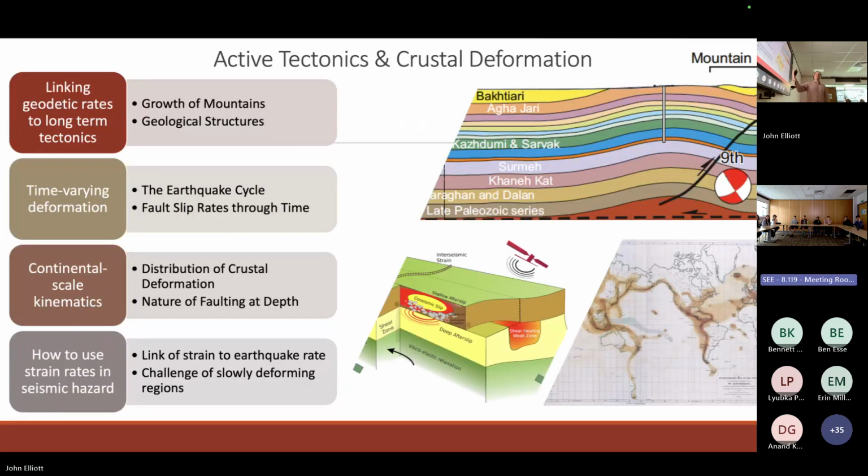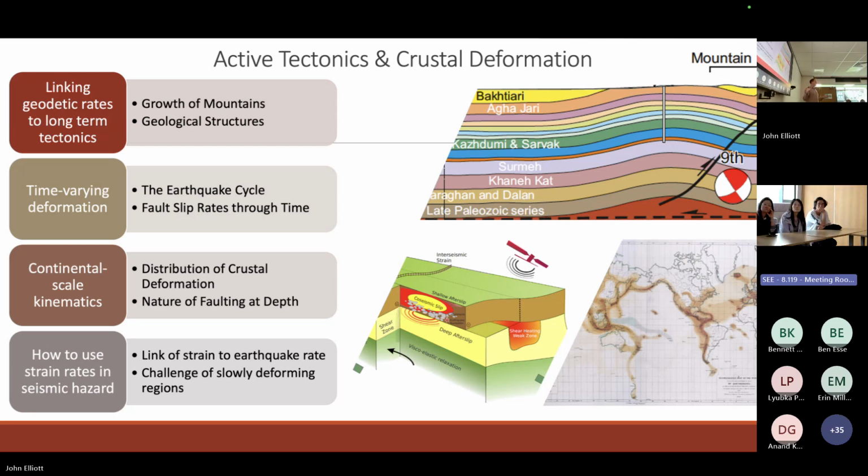So we do this to understand how we can link those rates we see today to the long-term tectonics we see. So the growth of these mountains, the growth of structures, folds and faulting. We want to look at the time varying behaviour of the earthquake cycle. These earthquakes, the co-seismic period, the post-seismic after. What we're trying to measure is the interseismic rates that lead up to these big earthquakes.